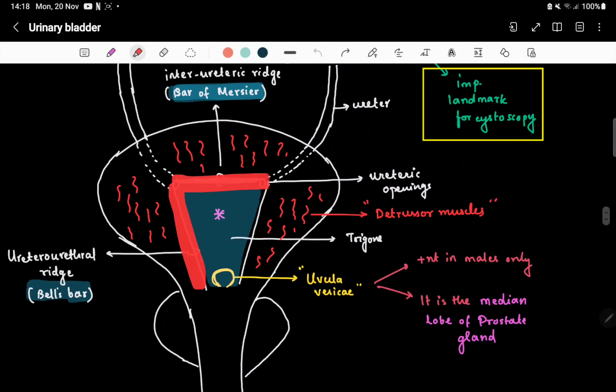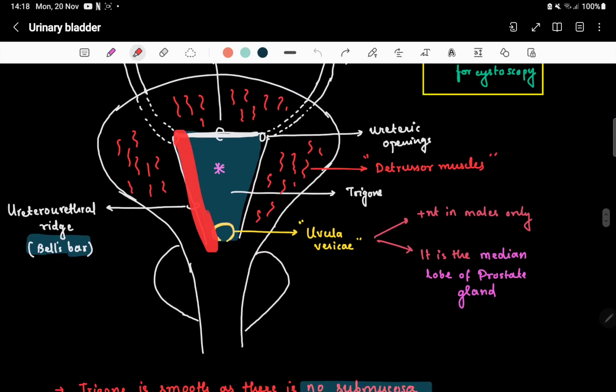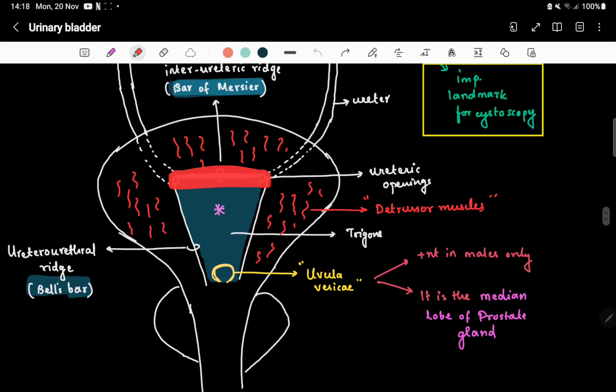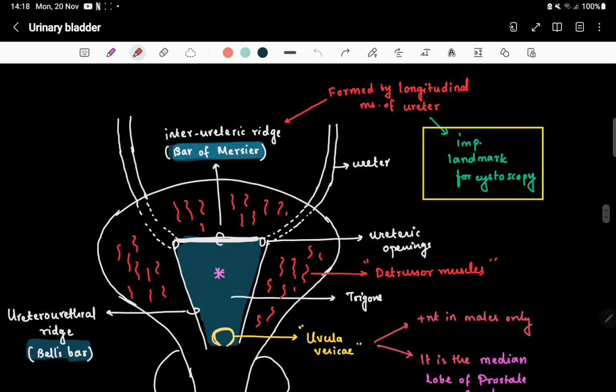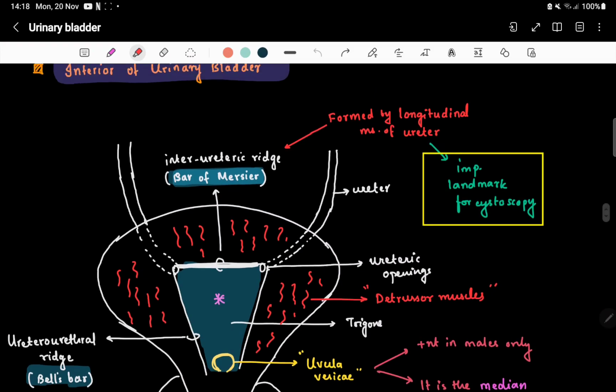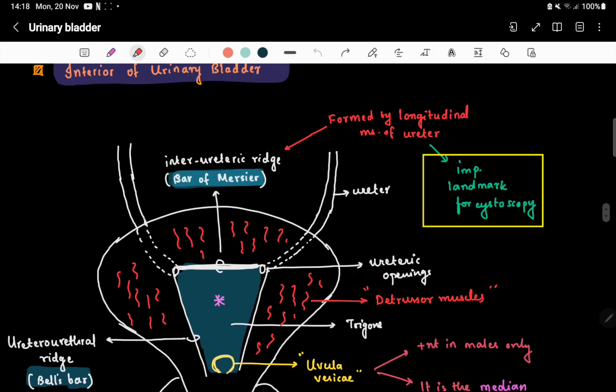And here we have the urinary bladder, okay. You have the trigone. Here is the trigone of the urinary bladder, okay. And there are two ureteric openings from which the ureter arise, okay. And this part is called the interureteric ridge, or the bar of Mercier, okay.